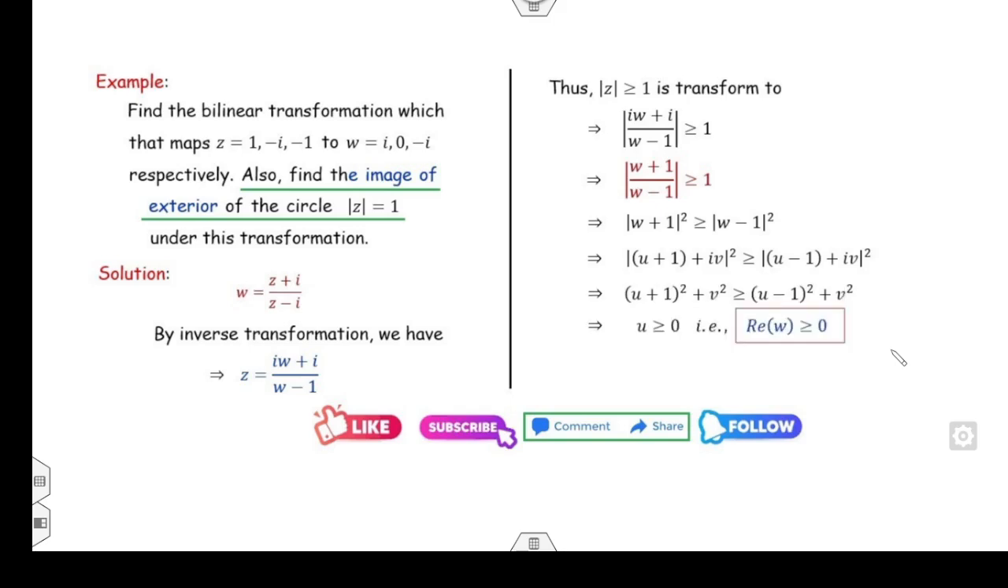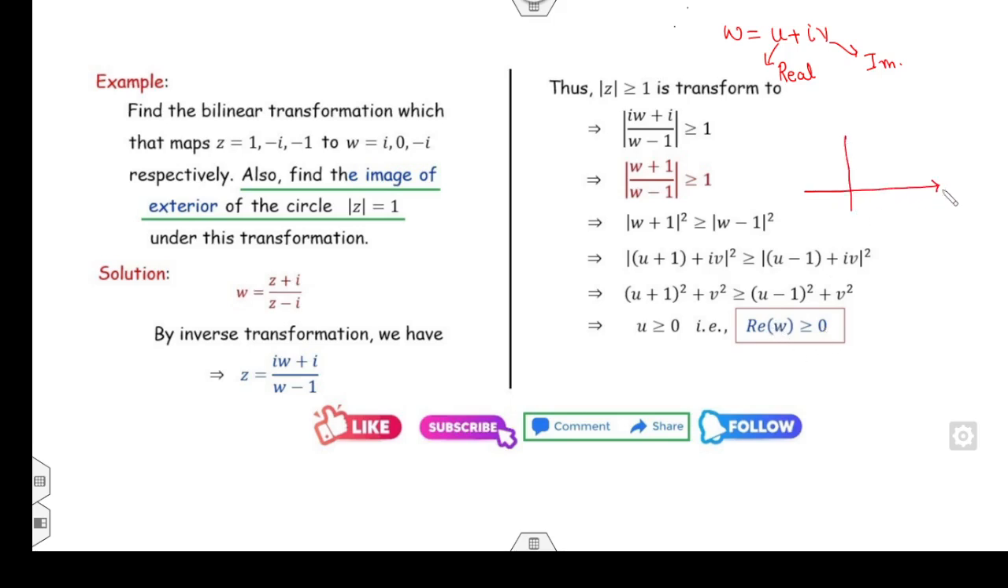Fine. So what is the meaning of u is greater than 0? Because u is the real component of the w. Remember, w is u plus iota v. And what is the v? U is my real part. V is my imaginary part. So that means the real component of w is greater than 0.